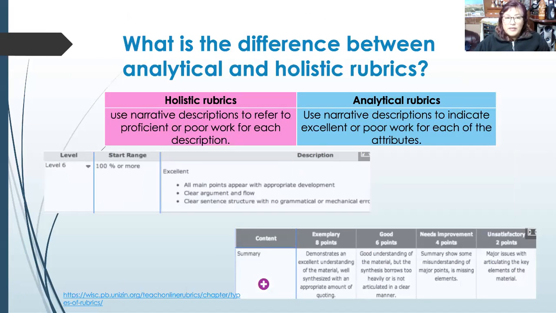Okay, the second difference is about the use of narrative descriptions. In the holistic rubrics, we use narrative descriptions to refer to proficient or poor work for each description. And the analytic rubric is used to indicate excellent work for each attribute. In this example, we can clearly see each description is a narrative, while in the analytical rubric each attribute has its narrative.